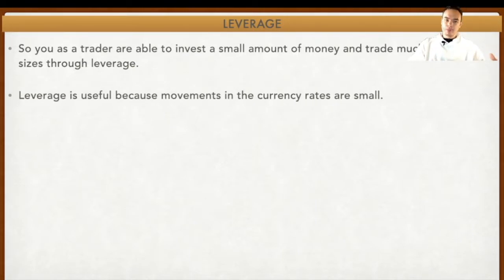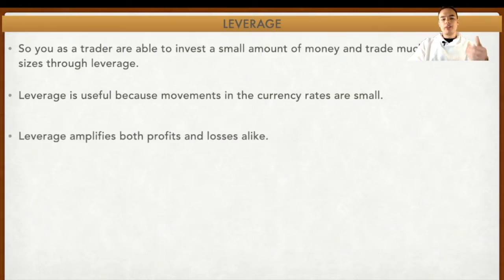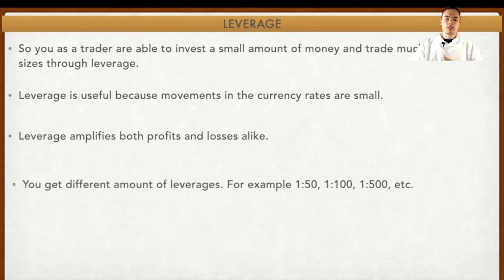Leverage is useful because movements in the currency markets are really small. Like I said, a 1 Rand move is huge. It's 10,000 pips, but if you're looking at it, it's actually small. A 1 Rand move is a 1 Rand move. Leverage amplifies both profits and losses alike. So using leverage, you can make a lot of money, but you can also lose a lot of money.